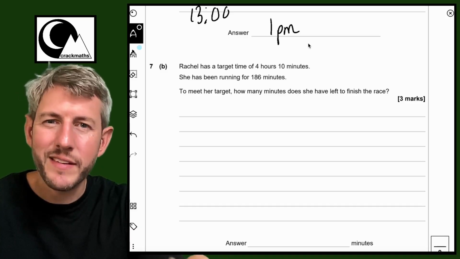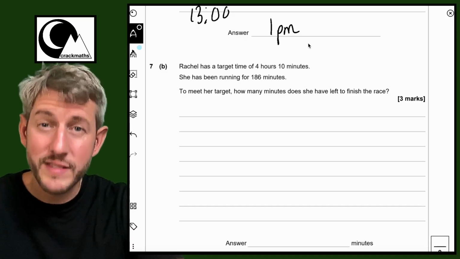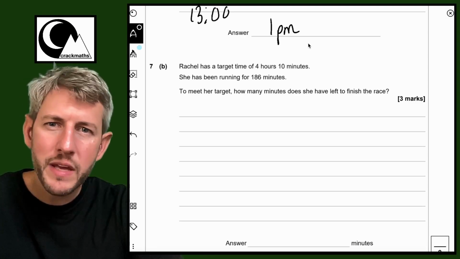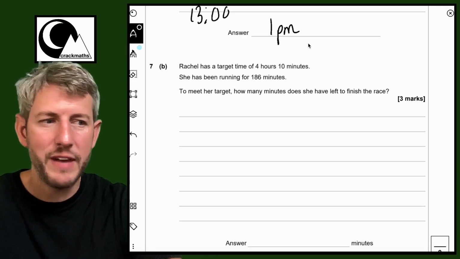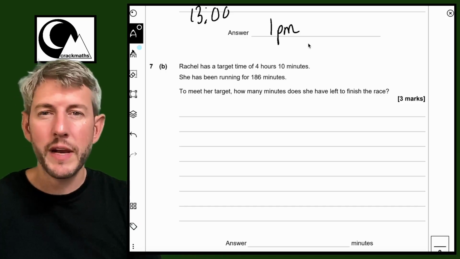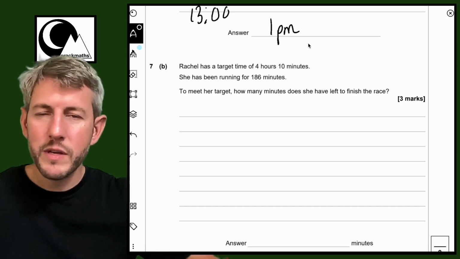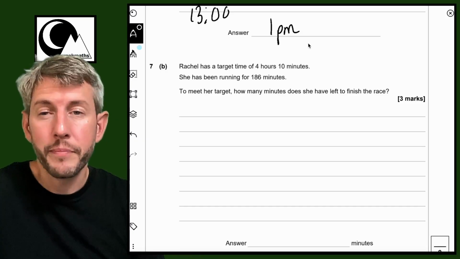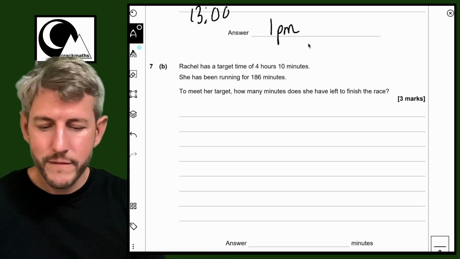It says Rachel has a target of 4 hours and 10 minutes, and she has been running for 186 minutes. To meet her target, how many minutes does she have left to finish the race? Okay, right, so what we're going to have to do here is convert the hours for her target into minutes, and then we can take away the minutes that she's been running from that. So let's have a look.